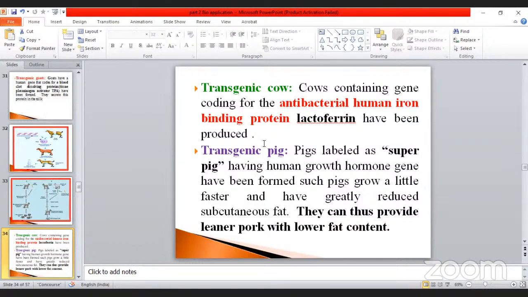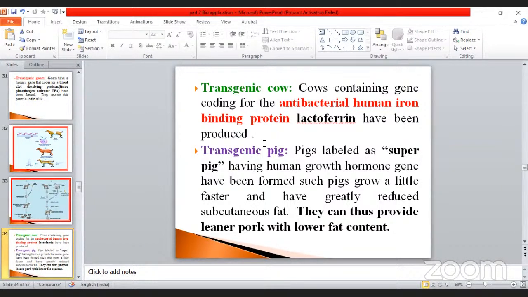Take an example, hemoglobin. Hemoglobin is also an iron containing protein, but it acts as a transport protein. But here, cow milk containing antibacterial human iron binding protein is called lactoferrin. This is also a very, very important one.